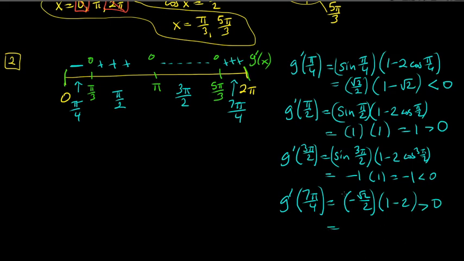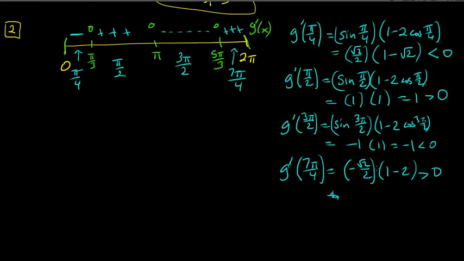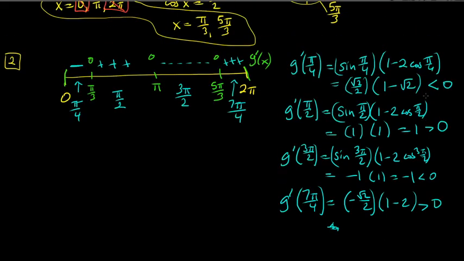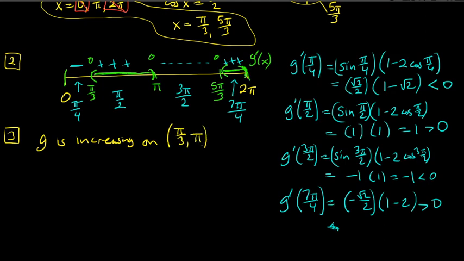Yeah, it doesn't matter what it equals, as long as you know whether it's positive or negative. Okay, so now we can answer the original question. The function g is going to be increasing on which intervals? Well, where you see a positive sign, right? So from pi over 3 to pi, and then again from 5 pi over 3 to 2 pi. So pi over 3 to pi, union 5 pi over 3 to 2 pi.